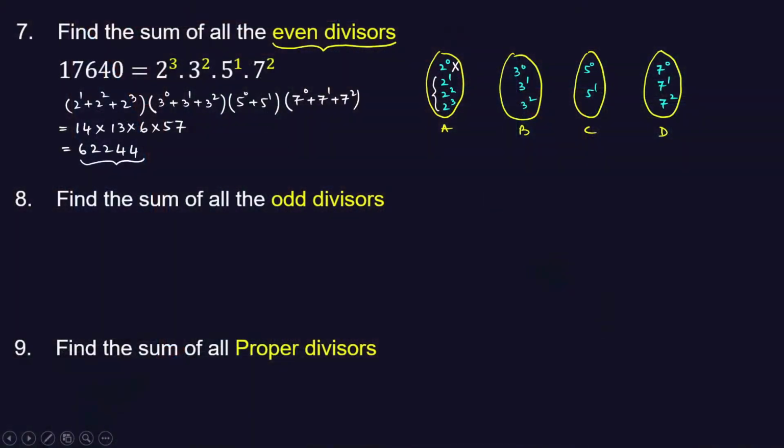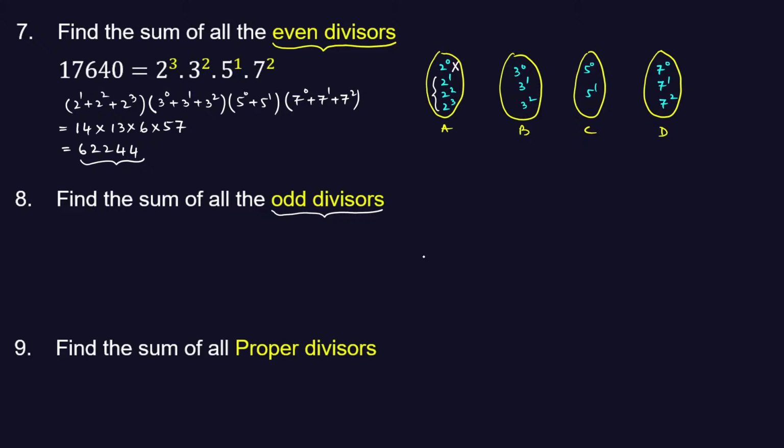So now in the first set, we only have 2 to the power 1, 2 square and 2 cube. And from the other sets, as usual, whatever we did in the previous one when we were finding the sum of all the divisors, that same method I have used. The only difference is that here I have not considered 2 to the power 0. Now you have understood why I have not considered that. Is it clear? So this is how we find the sum of all the even divisors. Now the second question is, find the sum of all the odd divisors.